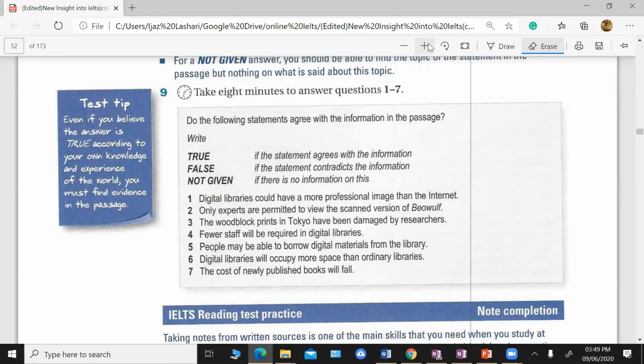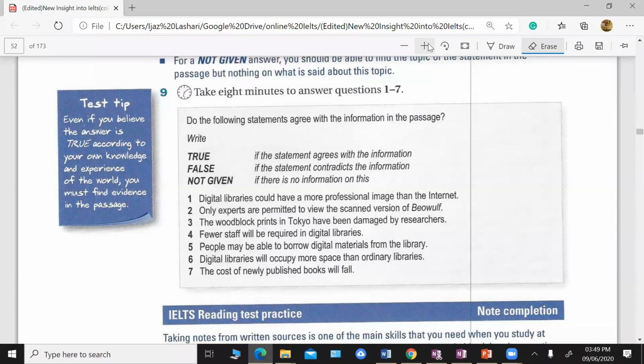Only experts are permitted to view the scanned version of Buffels. The wood block print in Tokyo have been damaged by researchers. Fewer staff will be required in digital libraries. People may be able to borrow digital material from the library. Digital libraries will occupy more space than ordinary libraries. The cost of newly published books will fall.